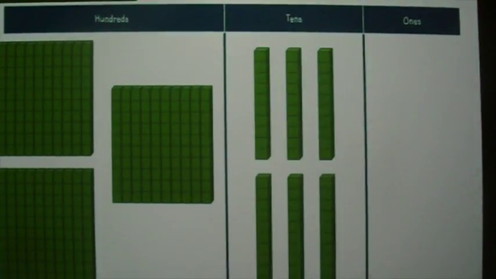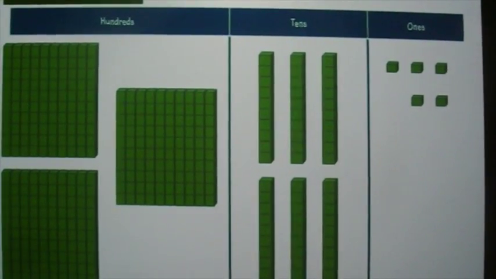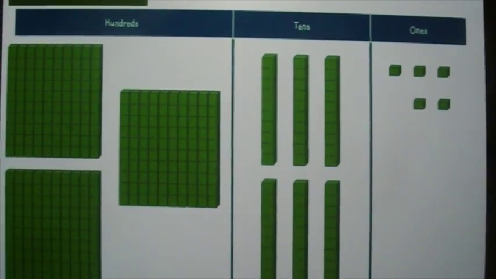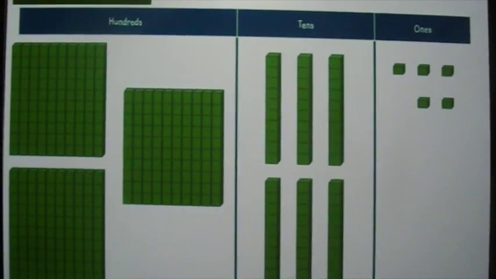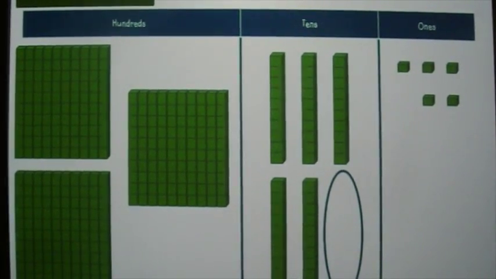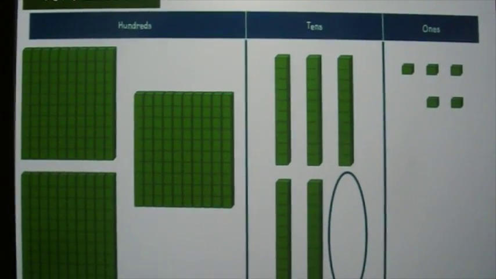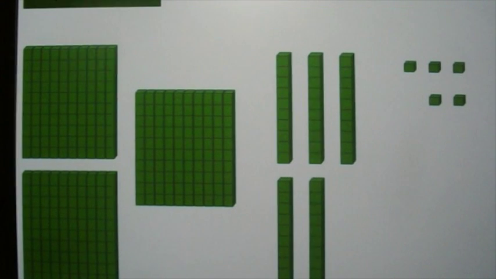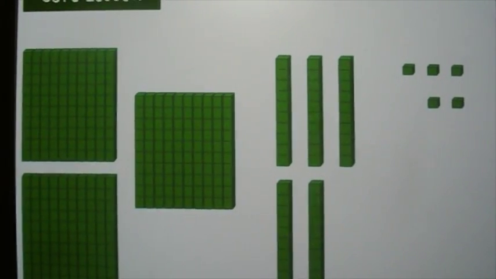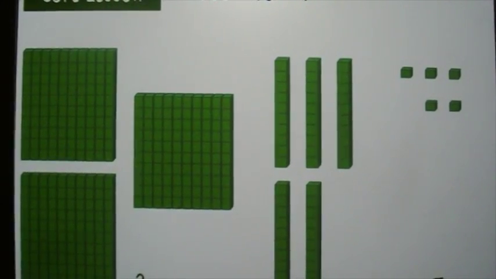So 365 is 3 hundreds, 6 tens, and 5 ones. Now, when I take away 10, I'm only taking something away from the tens place because I have 1 10. So here's the 10 that I'll be taking away. Notice how the hundreds and the ones places didn't change because I only took away the 1 10. So 365 minus 10 is 3 hundreds, 5 tens, and 5 ones, or 355.